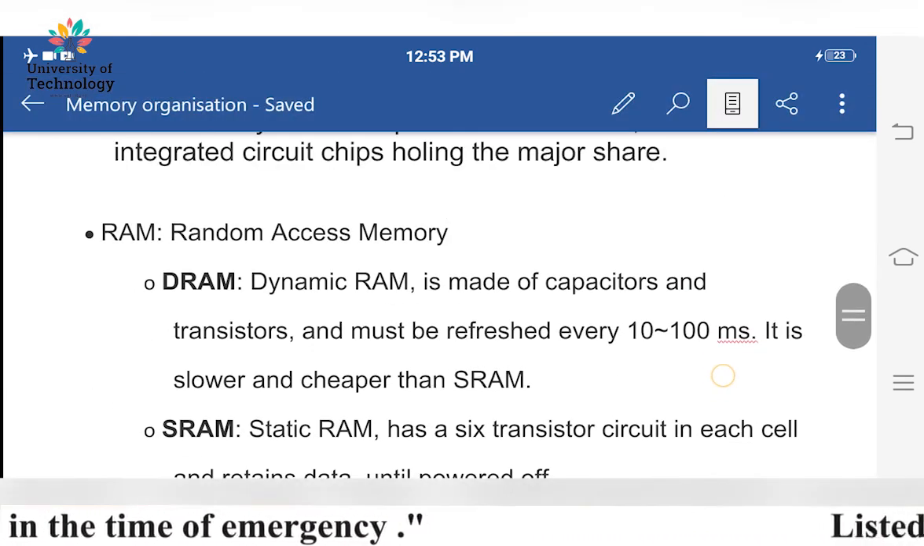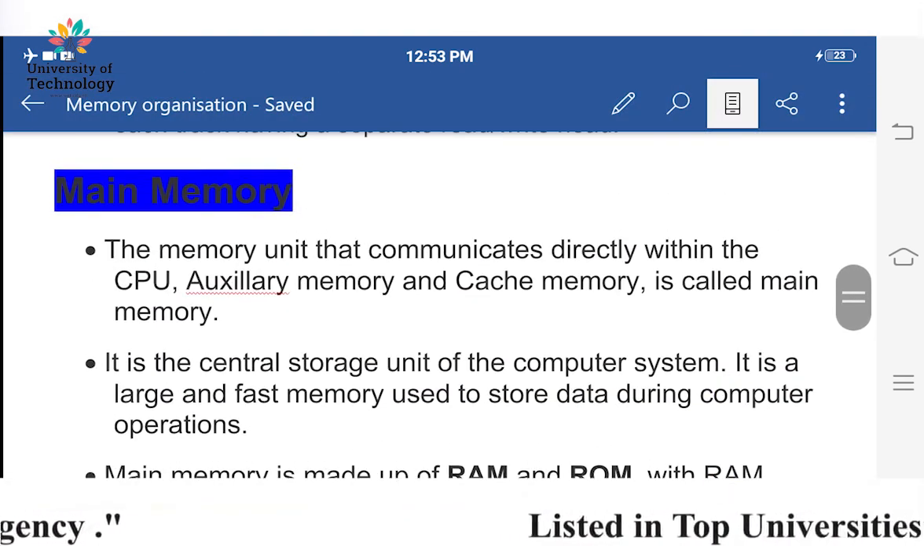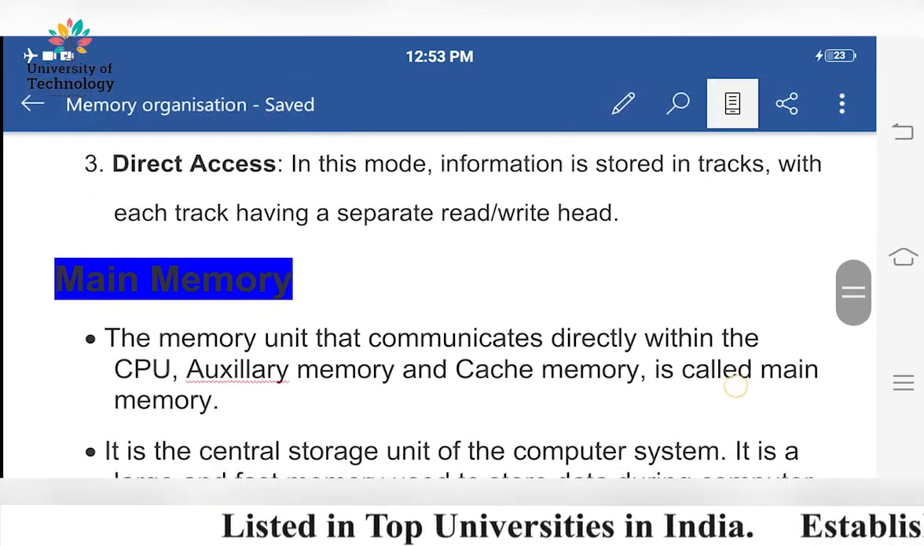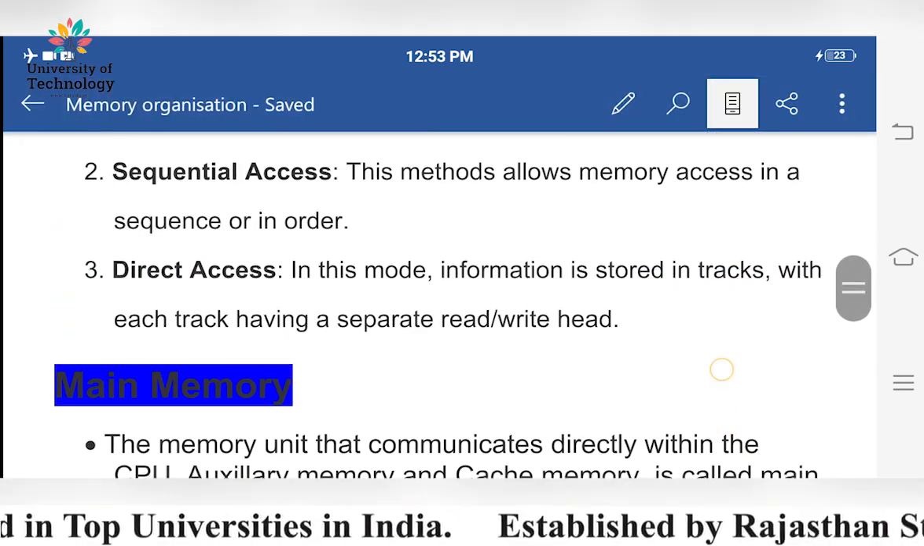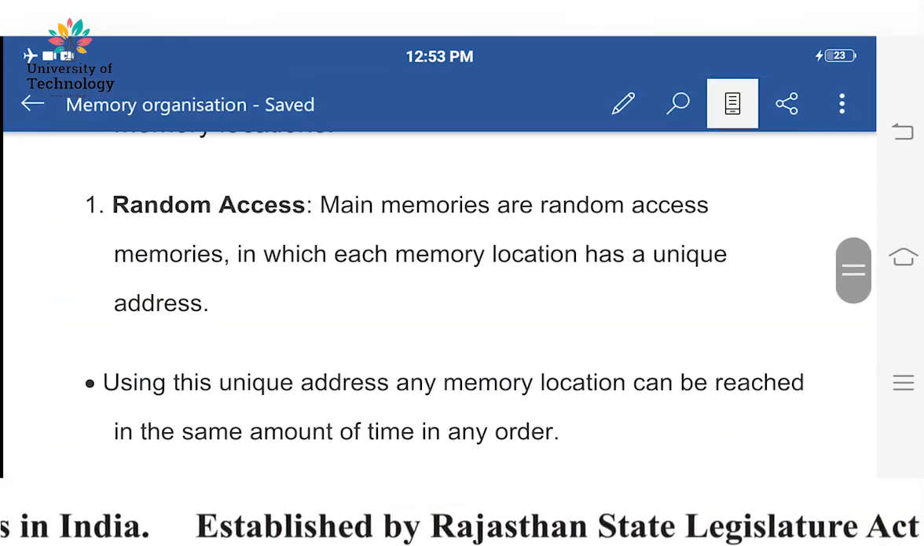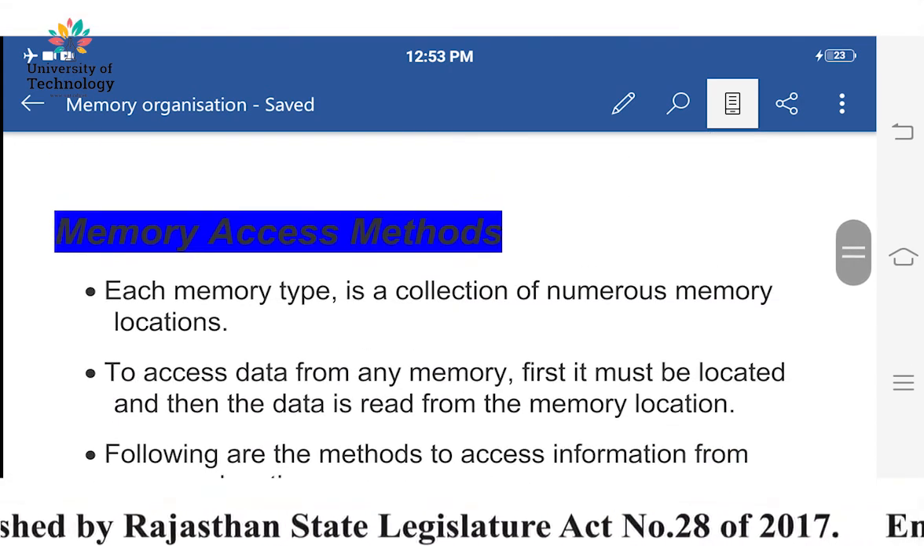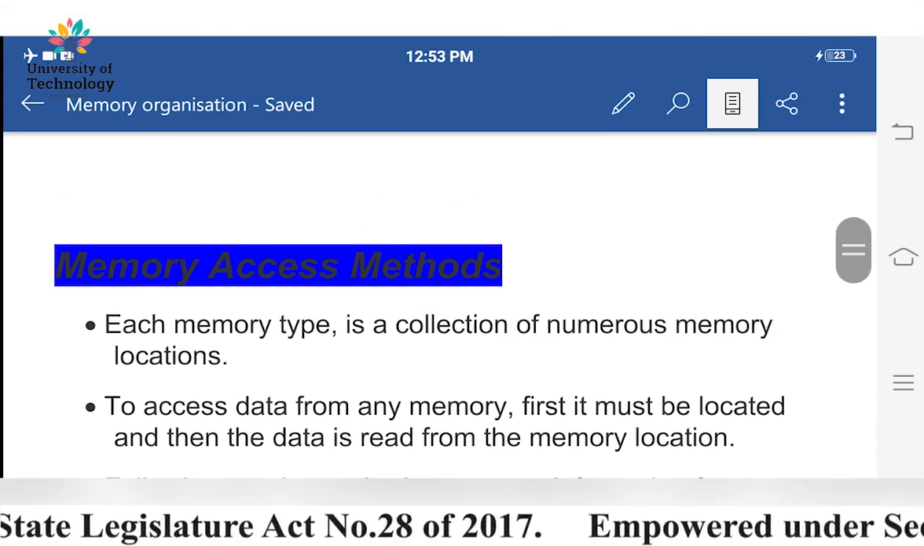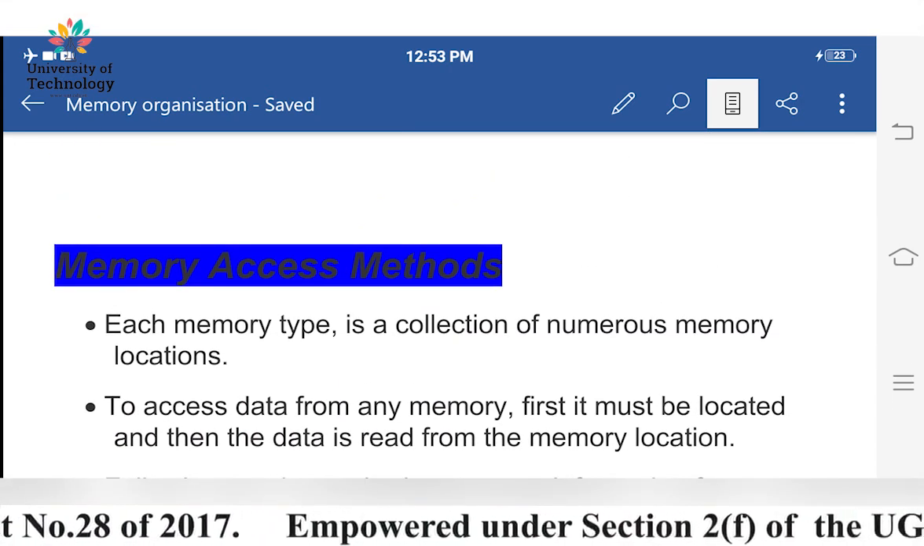So today we have discussed the various types of RAM, then the main memory, and then we have seen the various types of memory access methods.